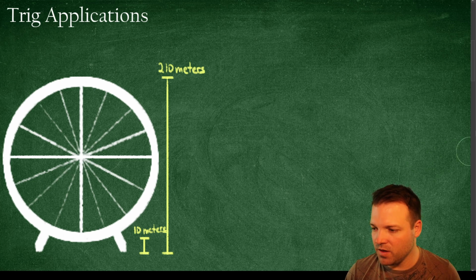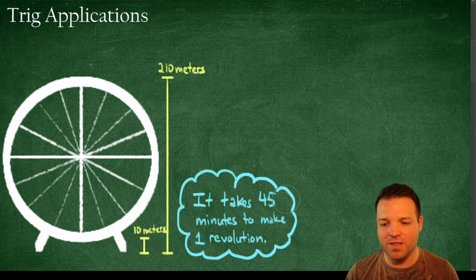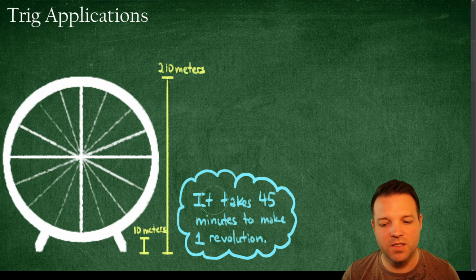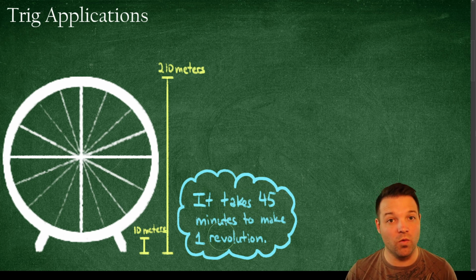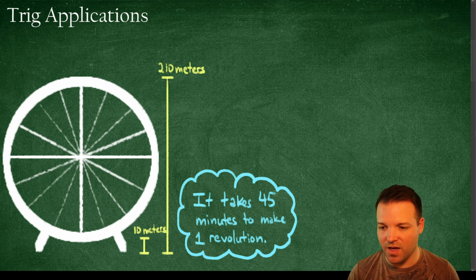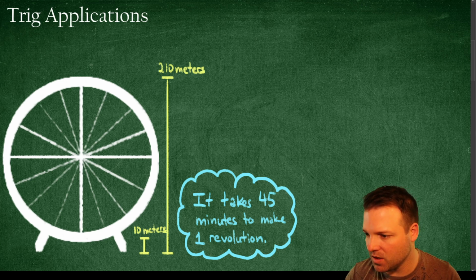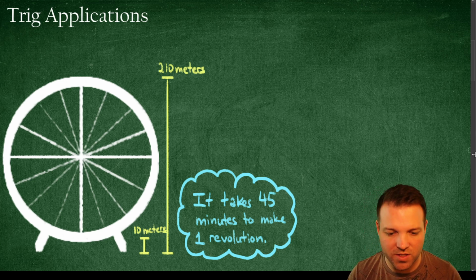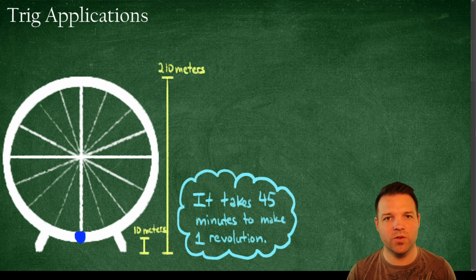Another thing that is going to be important is the timing. This thing takes 45 minutes to make one complete revolution. Let me also talk very quickly about how we ride a Ferris wheel, in case you aren't familiar. When you ride a Ferris wheel, you start at the bottom. Let me draw on here. We start on the bottom, right here. That's where we start.